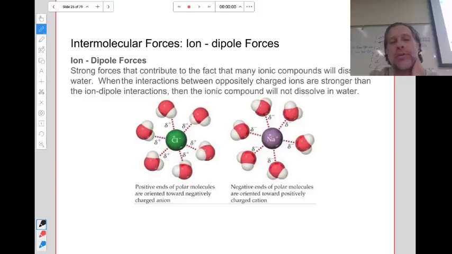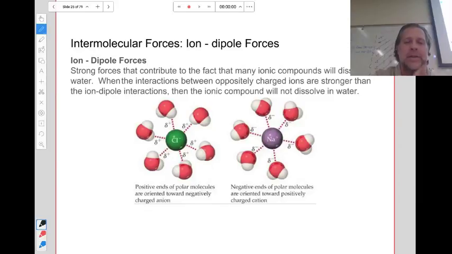Okay, so we're going to go through the different types of intermolecular forces. This is kind of a review for us, hopefully. The first one we need to talk about is the ion dipole forces. The ion dipole forces are what contribute to the fact that a lot of ionic compounds will dissolve in water or other substances for that matter. If the interactions between the oppositely charged ions are stronger than the ion dipole interactions, the ionic compound will not dissolve in water at that point.